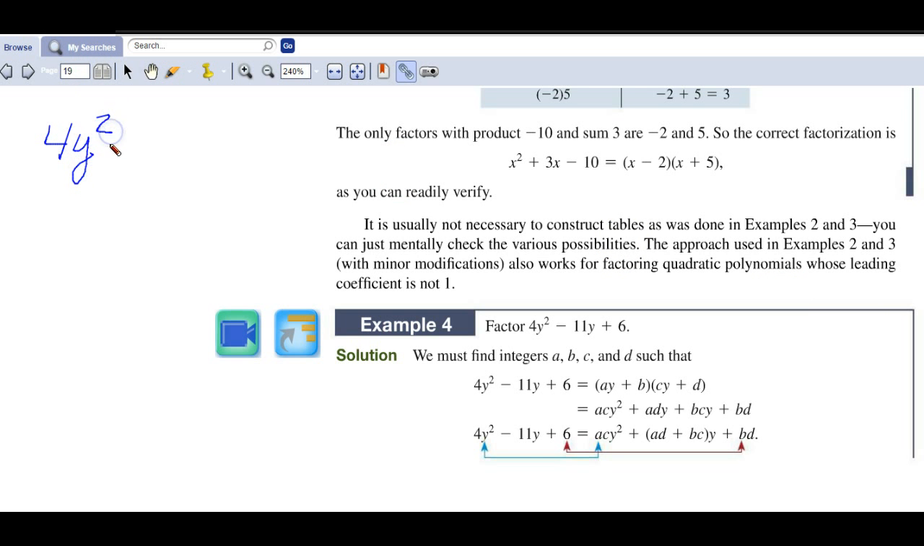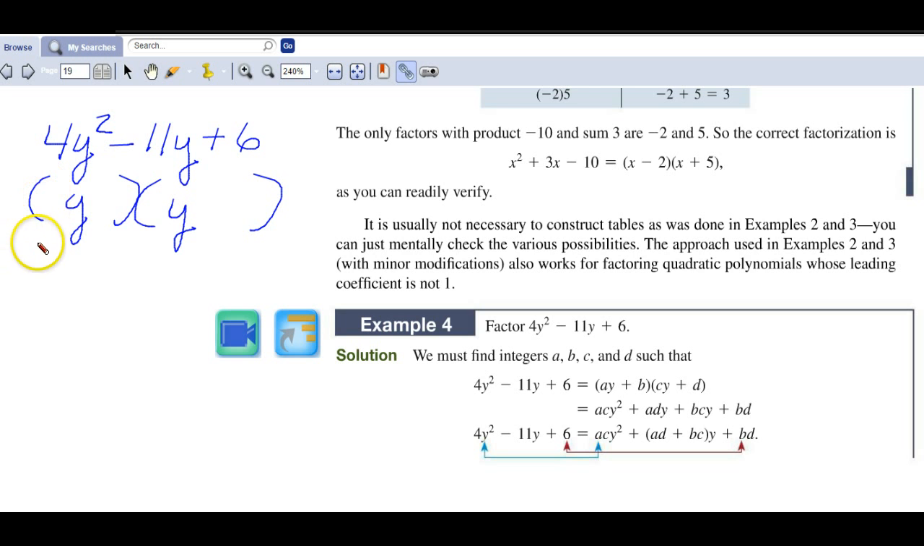4y squared minus 11y plus 6. Is it in standard form? Yes. Are there any common factors? No. So, 2 sets of parentheses. Now here, since our coefficient of y squared is not a 1, I can't just put a y and a y. So this is going to have to be a 4 and a 1, or a 2 and a 2.